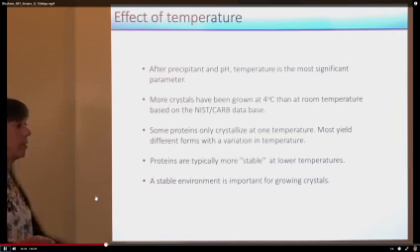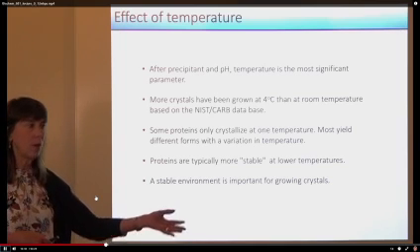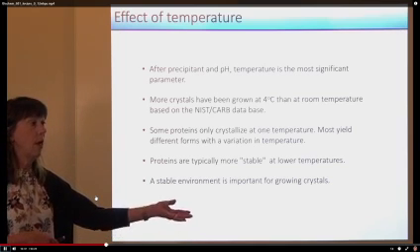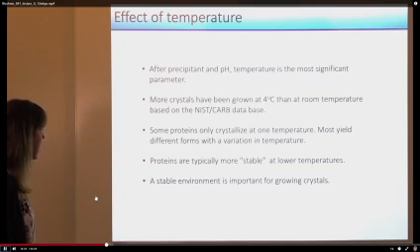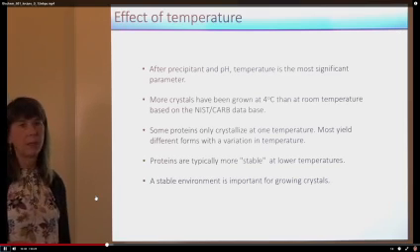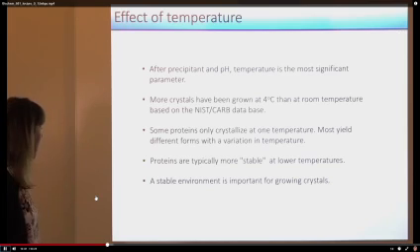Some proteins will only crystallize at one temperature. So we've had times where crystals won't come out in the cold room, but they come out at room temperature. So that's another thing to think about. Proteins are typically more stable at lower temperatures, but that's hard to say. And a stable environment is important for growing crystals.